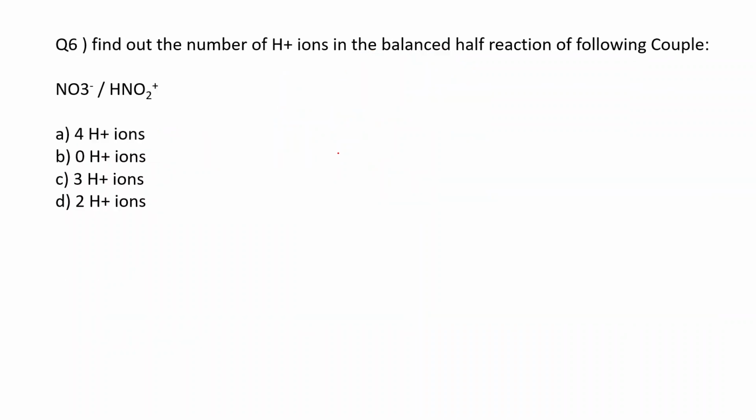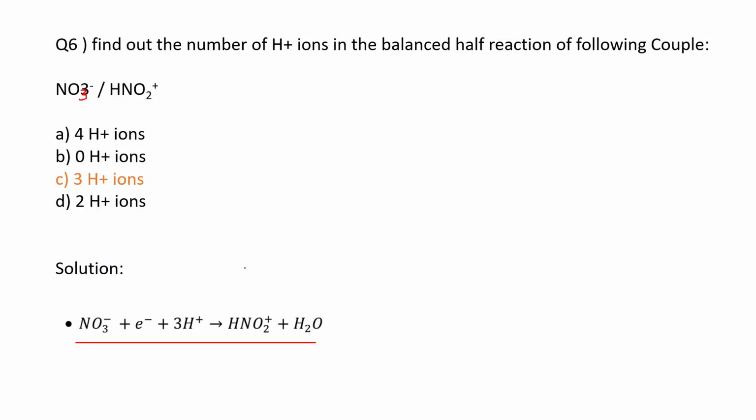Next question is, find the number of H+ ions in the balanced half reaction of the following couple. So for this reaction we need to find out the number of balanced ions. This 3 will come here in the subscript. Please try to solve this question. Correct option is 3H plus. How? This is the full reaction. And we see that we need to find out the H plus ions. This is the H plus ions on writing the full reaction.